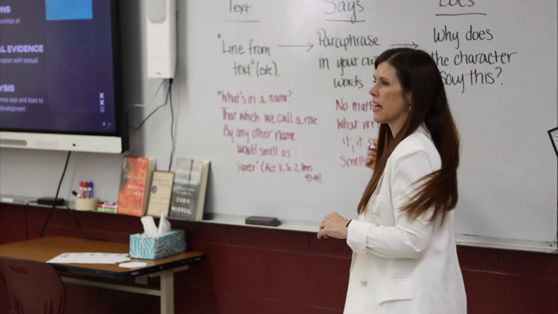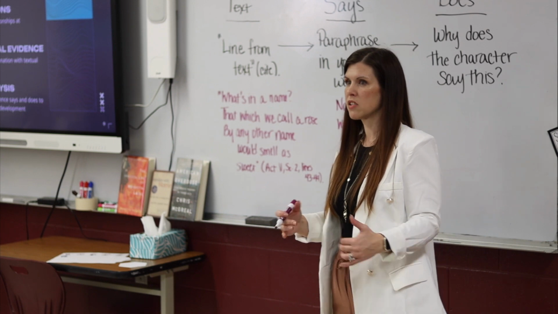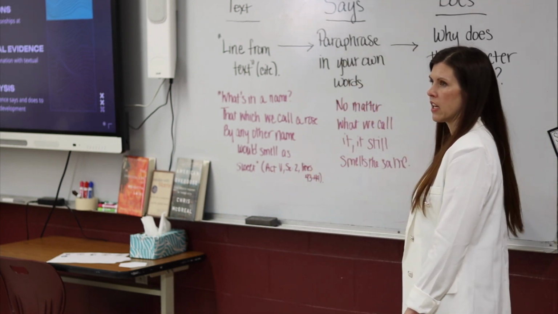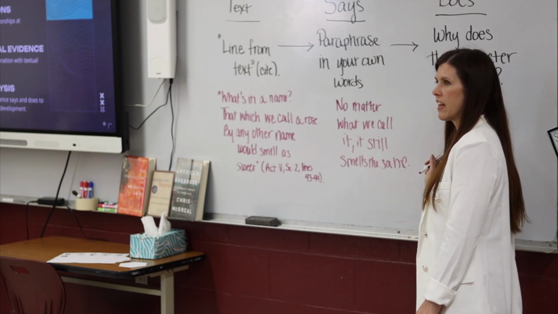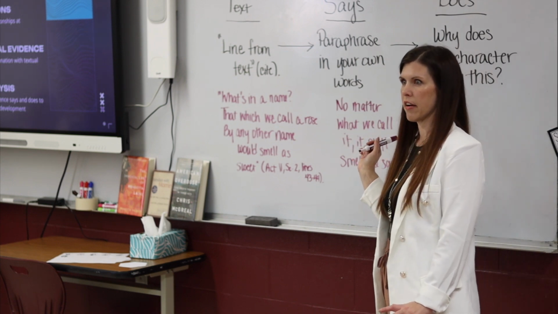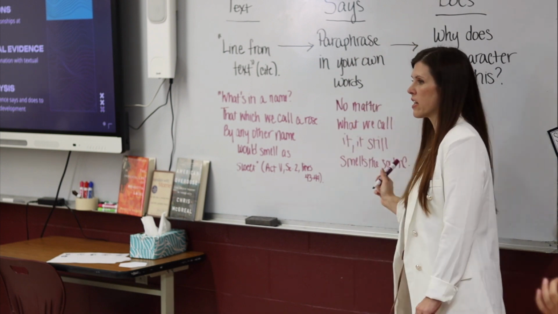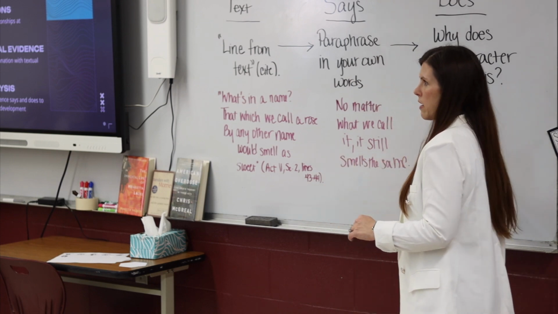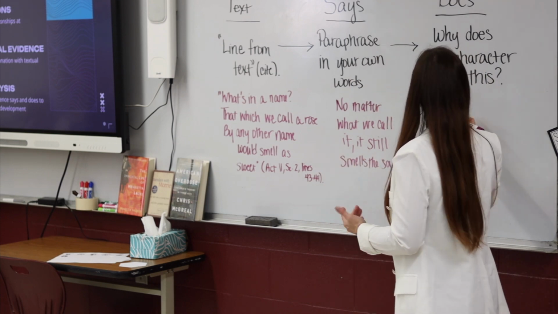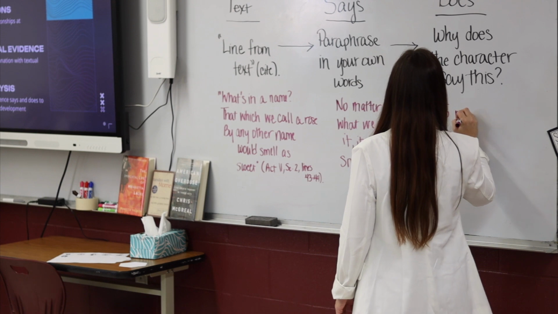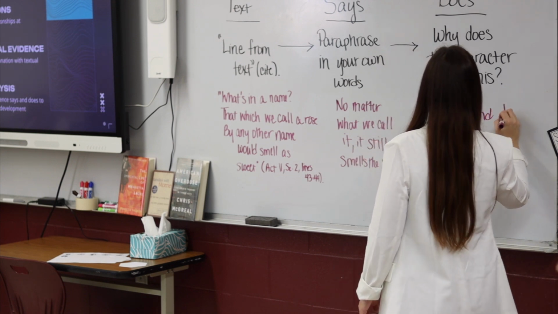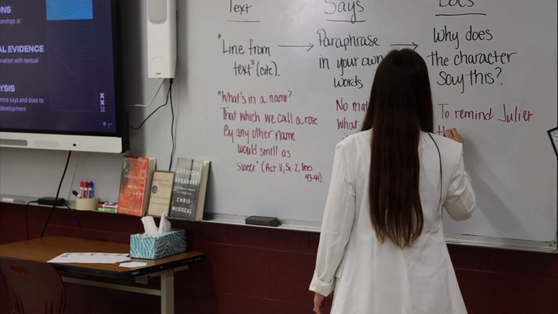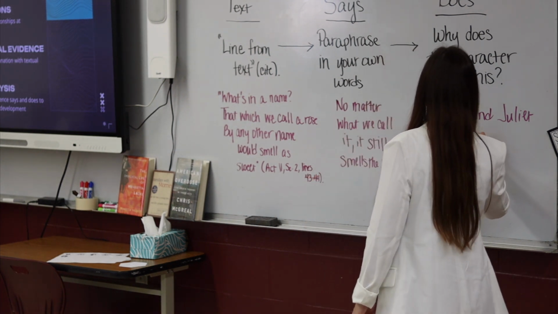So he says, I'll change my name. I'll still be me even if I change my name. Okay? So that's what I want you to write right here. Why do they say this? How does this advance the plot? Or what does this tell us about the character? Okay? And again, this is a strategy that as you advance with me in English classes in future years, we will use quite a bit. So why does the character say this? To remind Juliet, so then they could be together? Then they could be together. That he'll still be Romeo even if he changes his name.